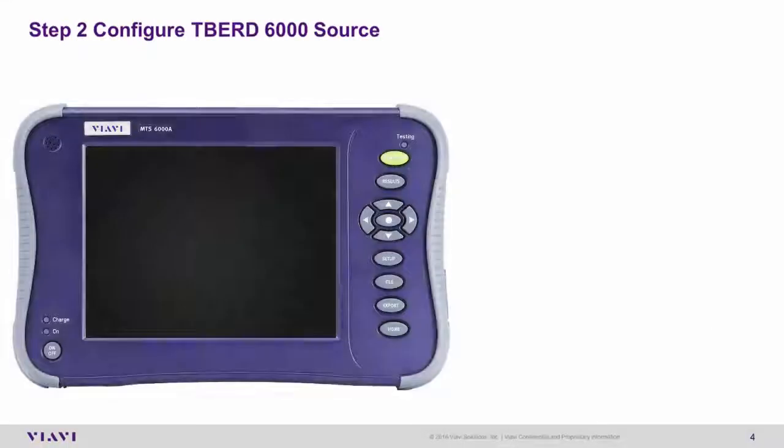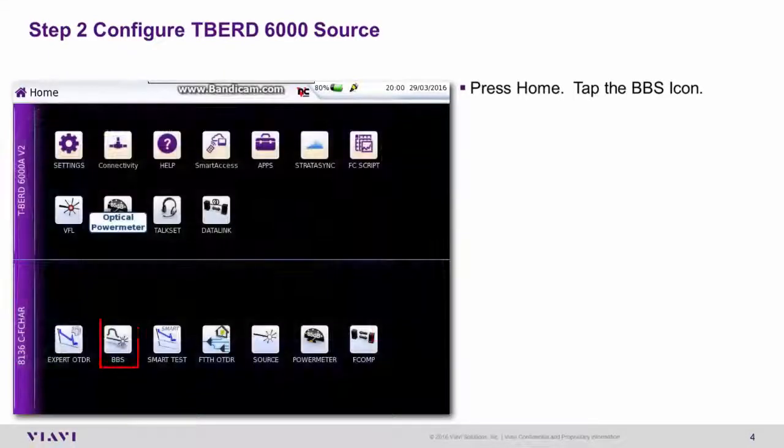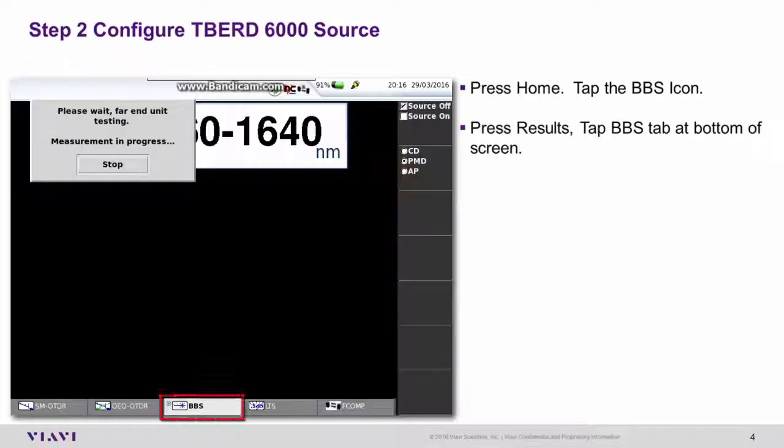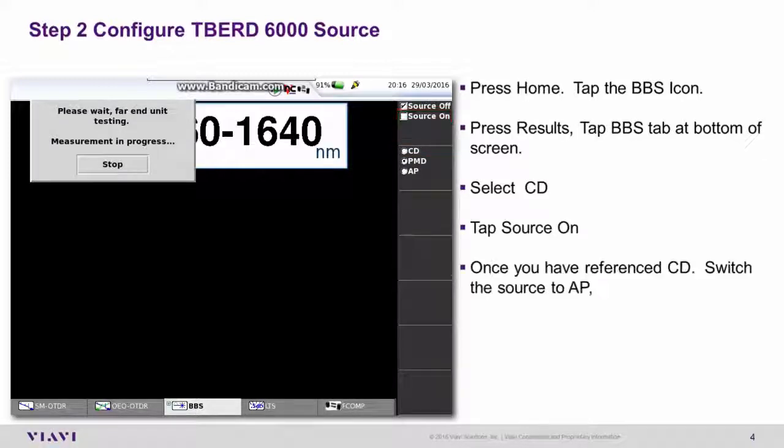Step 2. Configuring the T-BERD 6000 as a source. Press the Home button, followed by tapping the BBS icon. It will turn yellow when activated. Press the Results button. Then tap the BBS tab at the bottom of the screen. Select CD. Tap Source On. Once you have referenced CD, switch the source to AP.